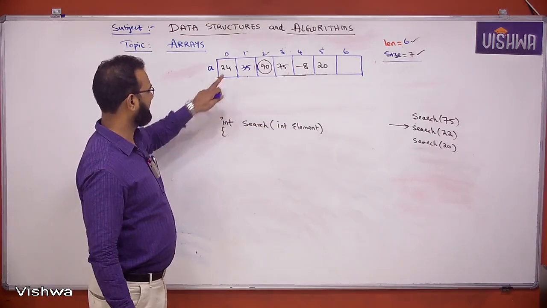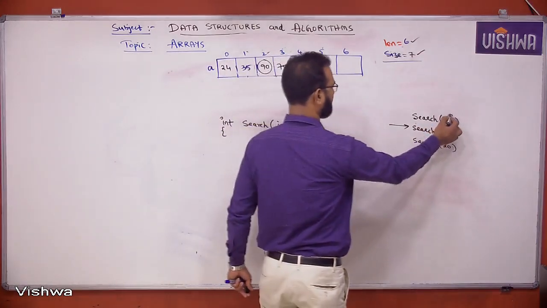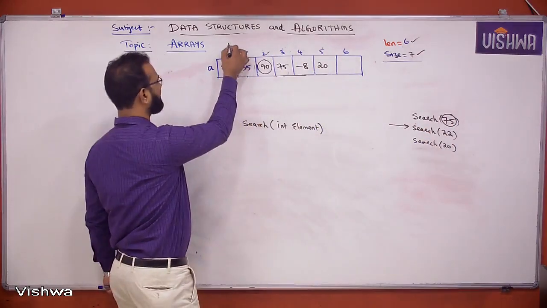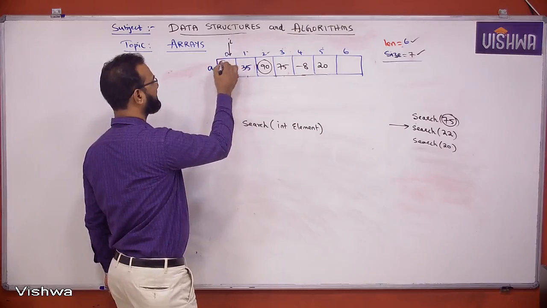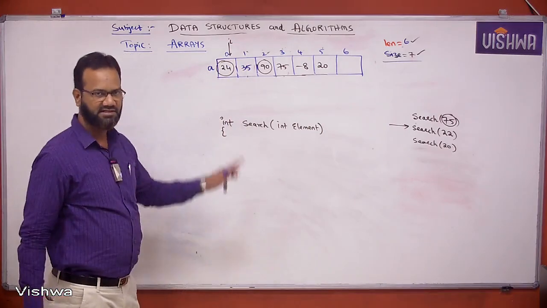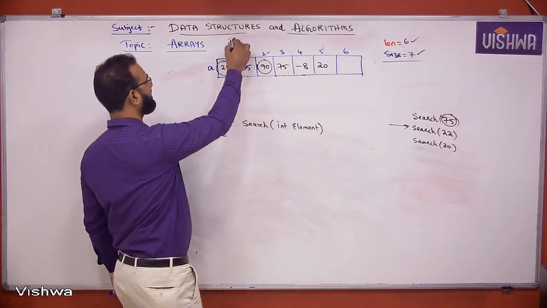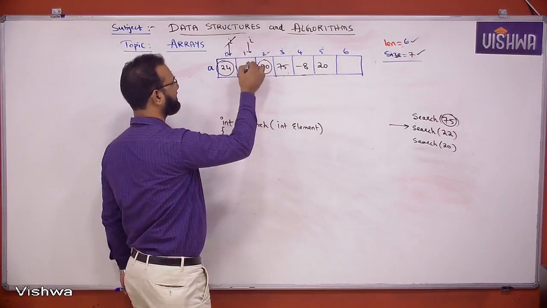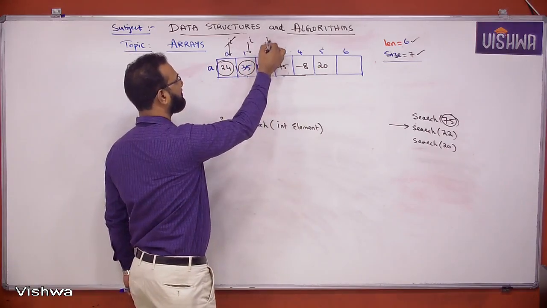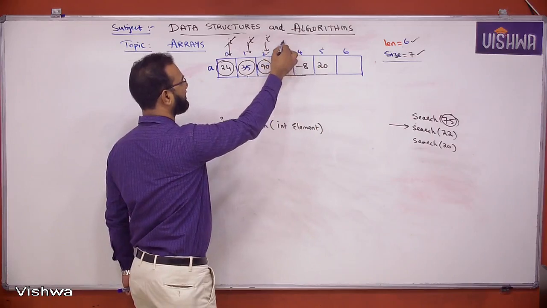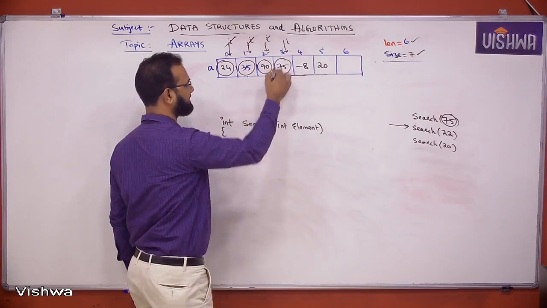Say here the element is 75. How do you start the search? Go to index 0, compare 75 with 24. Is it there? No. Increment the value of I. Is it there? No. Increment the value of I. Is it there? No. Increment the value of I. Yes, it is there.